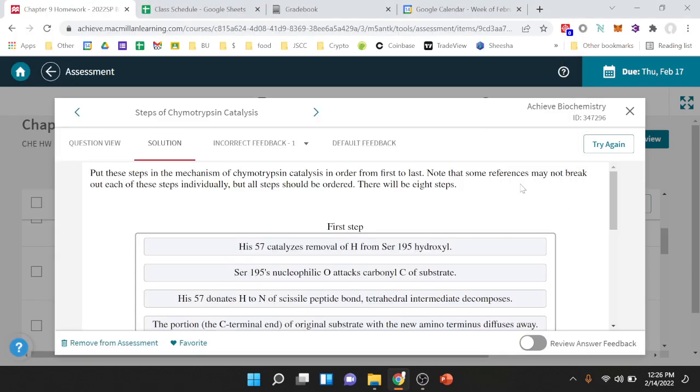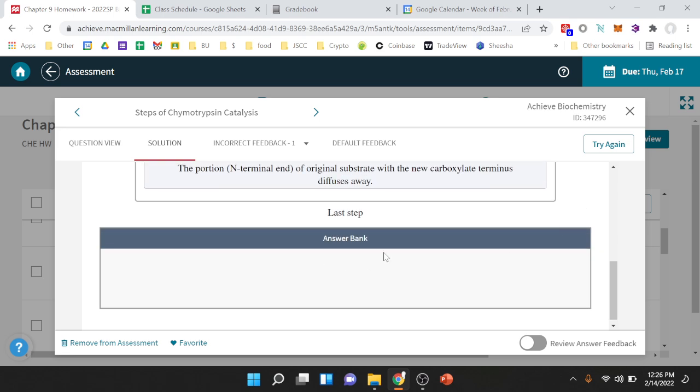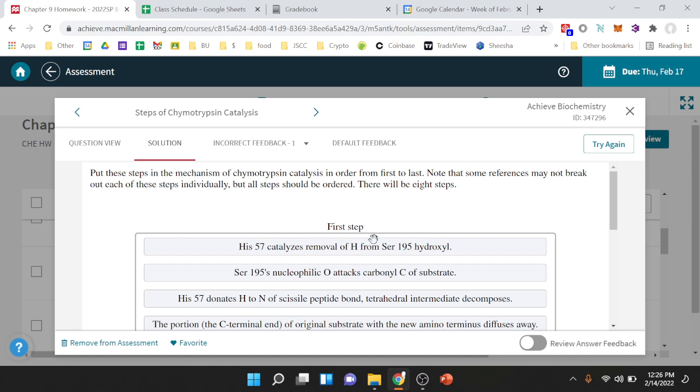All right, so put these steps in the mechanism of chymotrypsin catalysis in order from first to last. Note some references may not break out each of these steps individually, but all steps should be ordered. There will be 8 steps. Okay, so we're going to have to take these steps from the answer bank and put them in the order right here, right?